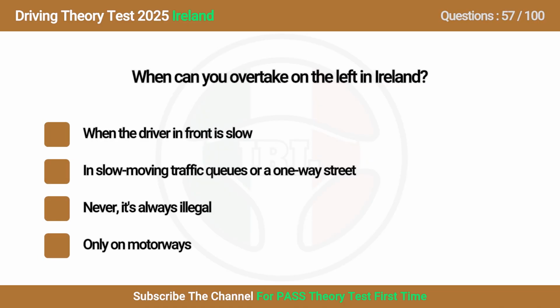Question 57. When can you overtake on the left in Ireland? A. When the driver in front is slow. B. In slow-moving traffic queues or a one-way street. C. Never, it's always illegal. D. Only on motorways.